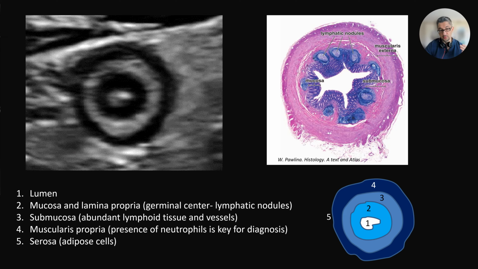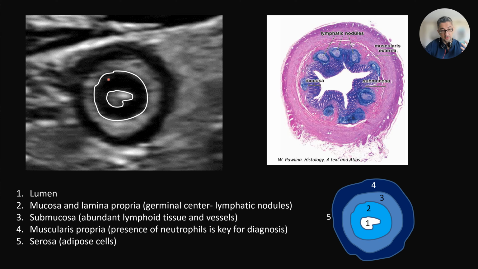The sonographic anatomy of the appendix is similar to other intestine. Here you can see a normal appendix in transverse plane with correlation of histopathology that I got the image from Paulina's histology atlas. And here you can see the mucosa, submucosa, and muscularis externa, which is muscularis propria, and there comes this outer serosa layer. On the ultrasound correlation, we can see the lumen and the mucosal interface as an echogenic structure.